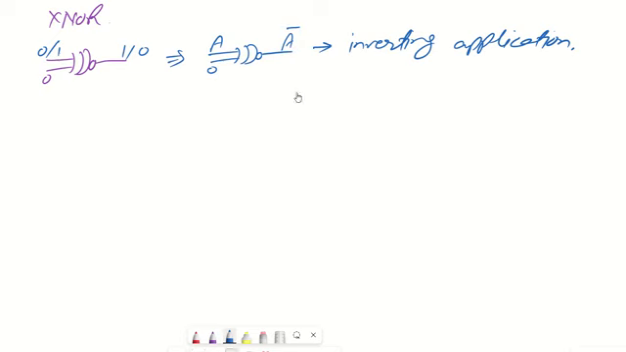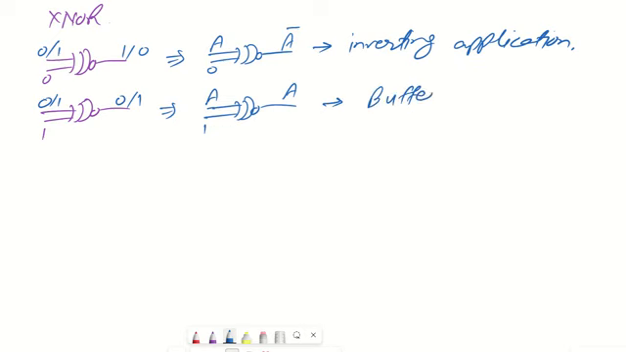Now the same way we can take up one more case. Let us say we tie the input to 1. Now we will observe what the output is when the input changes. If it is 0, my output will be 0. If it is 1, my output will be 1. So it is nothing but your buffer application. If one input is 1 and the other input is A, the output will also be A. So this is your buffer application.